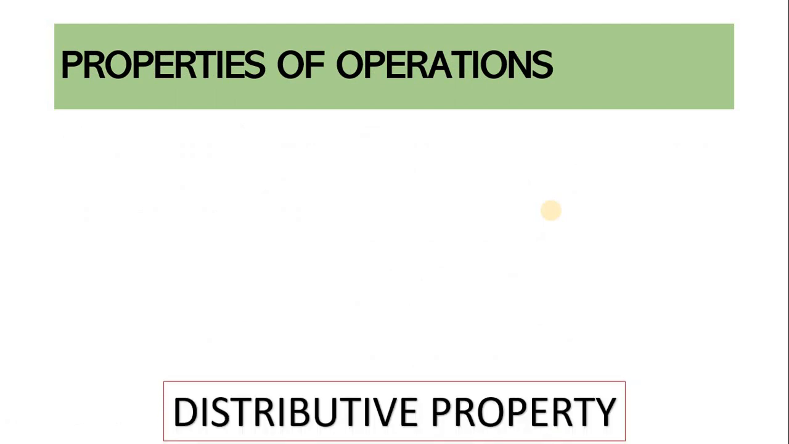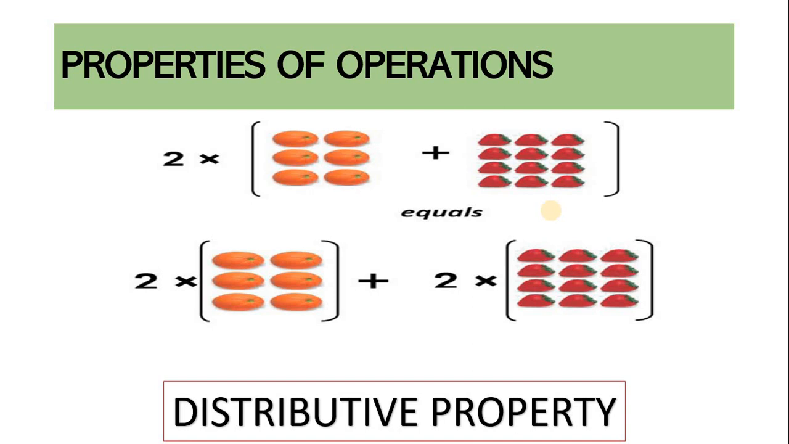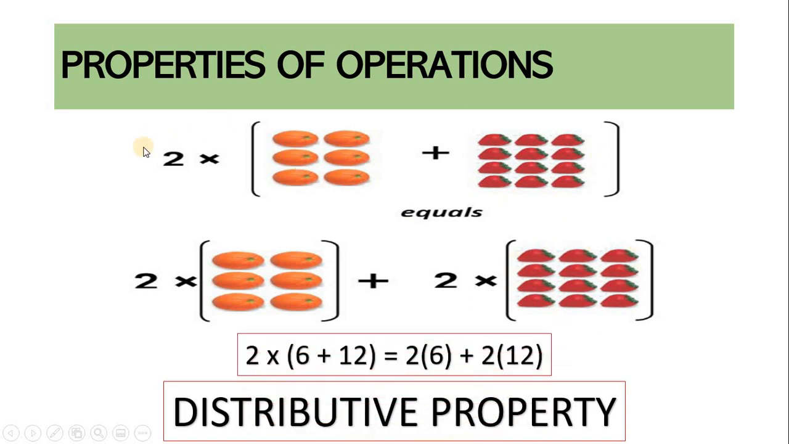Next one, we also have what we call the distributive property. So, from the word itself, distribute. For example, 2 times the quantity of 6 oranges plus 12 strawberries is just equal to 2 times 6 oranges plus 2 times 12 strawberries. Meaning, we just distribute the 2 to the 6 oranges and to the 12 strawberries.